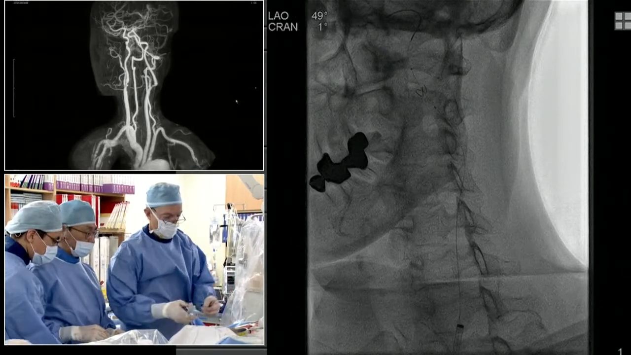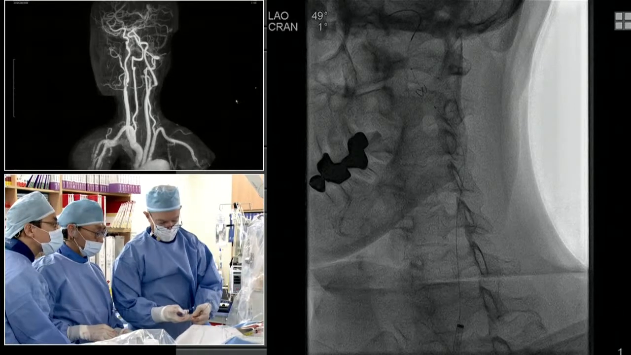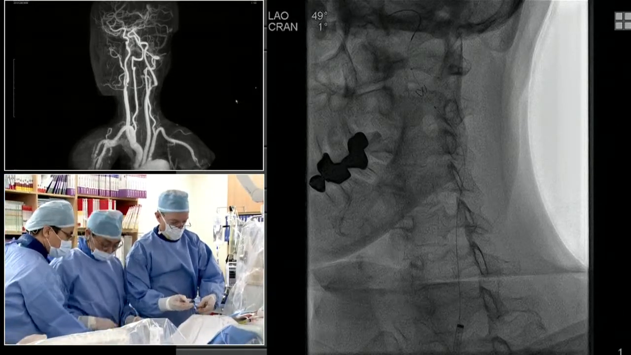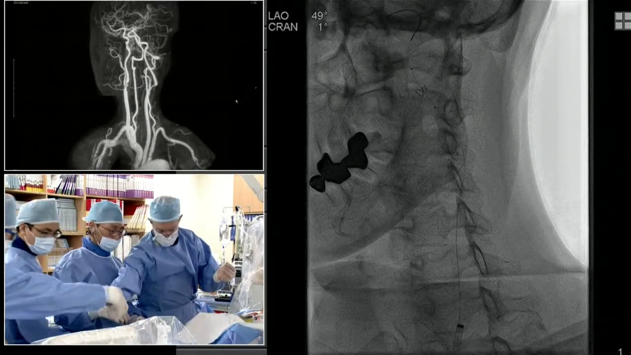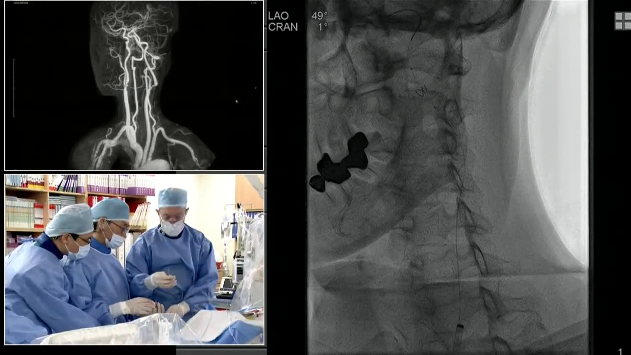It'll do one more flush here. Great. Can we replay the angio after balloon inflation with the balloon still in place, please?